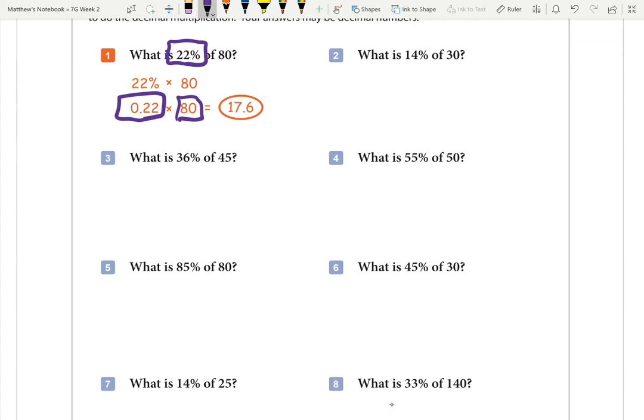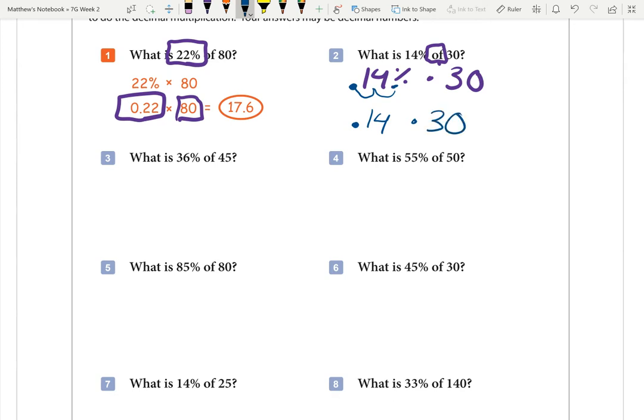And so here when it says what is 14% of 30, well, remember that word "of" means multiply. So what is 14% times 30? And so here we're just going to take that decimal point, which I have here in blue, and move it 1, 2 spots to the left. So now if I were to rewrite it, it would be 0.14 multiplied by 30.